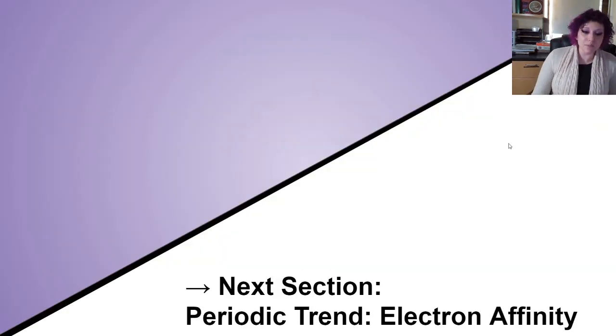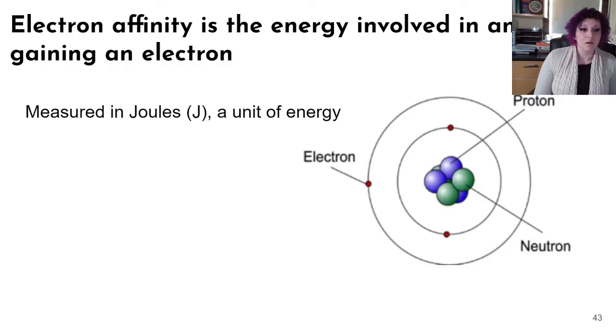Next up, we have the periodic trend of electron affinity. Electron affinity is the energy involved in an atom gaining an electron. If you have an affinity for something, you want it. Like I have an affinity for dogs. I like dogs. So electron affinity is when an atom wants another electron. Again, this is measured in joules, J, which is a unit for energy.